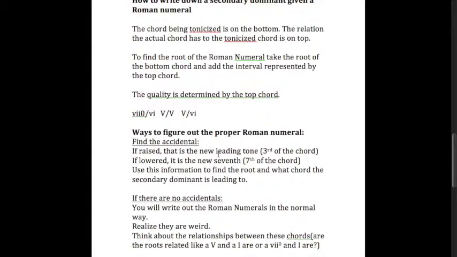Then you just need to figure out the relationship of the roots of the chord being tonicized and the actual chord you're seeing, and the quality of the actual chord you're seeing. And you can put the relationship and the actual quality in the upper Roman numeral.